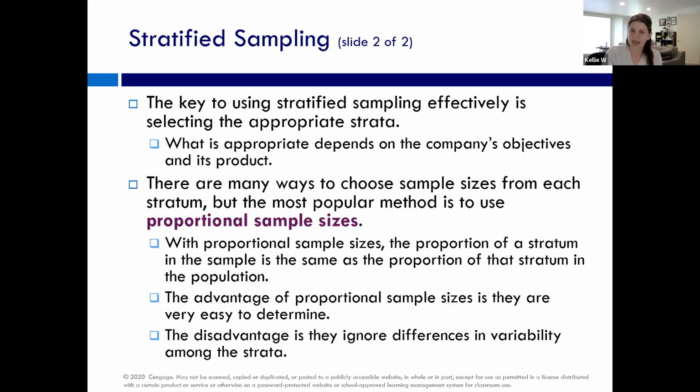So like I said, the key to that is selecting the appropriate strata, and that's going to depend on what your objective is and what the product is. This would probably involve a lot of meetings and maybe the marketing team, but the trick is that your sample sizes are proportional. So you want your stratum to be proportional to the total population. For example, if the percentage of high earners in the total population is smaller, then we would sample a smaller amount of those people in that strata.